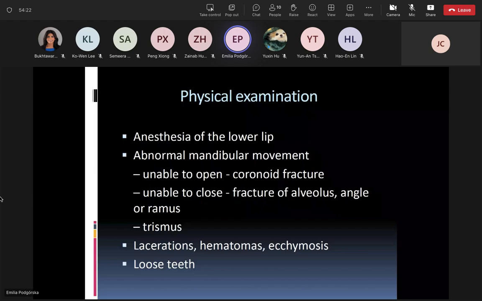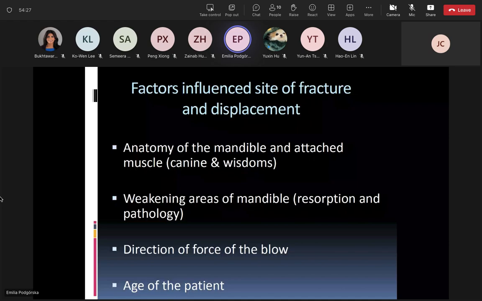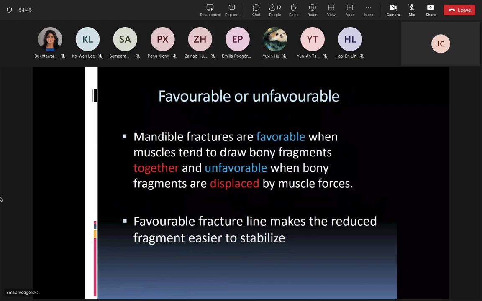Factors that influence the site of fracture and displacement: anatomy of the mandible and attached muscles, weakening areas of the mandible, resorption and pathology, direction of force of the blow, and age of the patient. Favorable or unfavorable: mandible fractures are favorable when muscles tend to draw bony fragments together, and unfavorable when bony fragments are displaced by muscle forces.